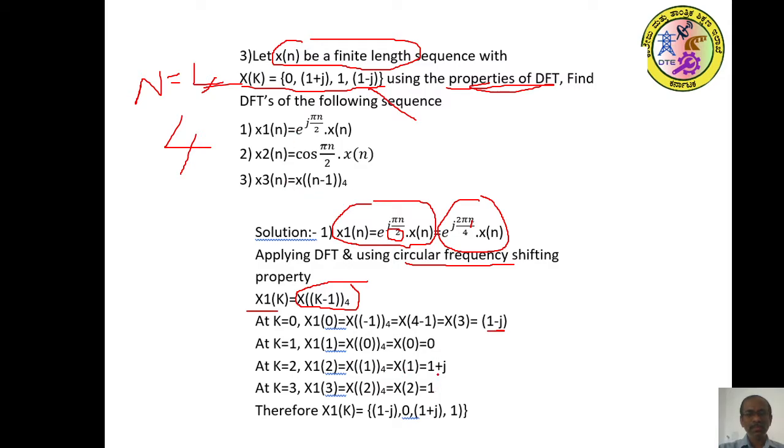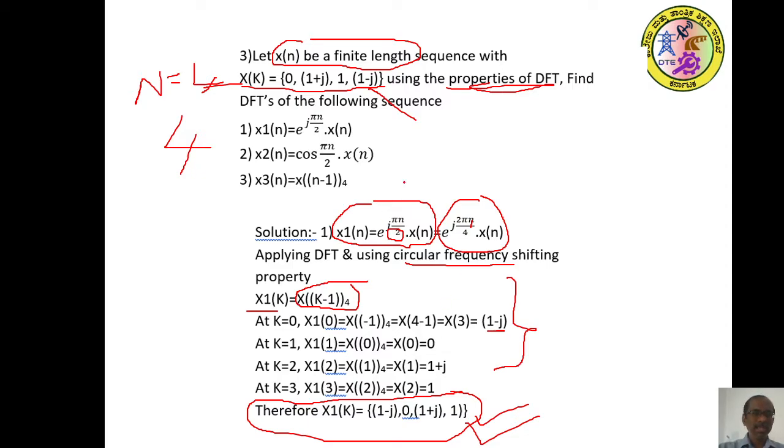Copy paste here. At k is equal to 3. x1 of 3 is x of 3 minus 1. That is x of 2. So, x of 2 answer is 1. Write down and put all the answers in the form of a matrix. This step is very important in the exam. Whatever you do these calculations, sometimes we can't check. You must put your complete answer as an array, as a matrix.